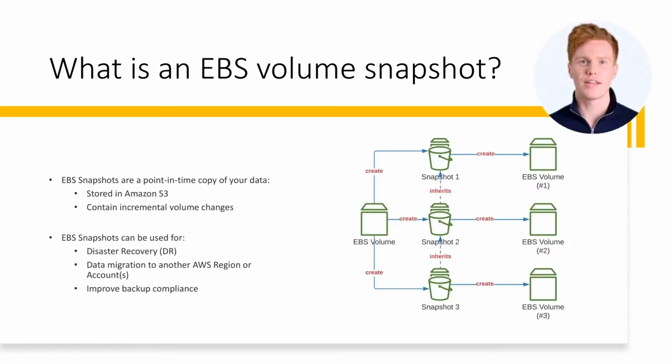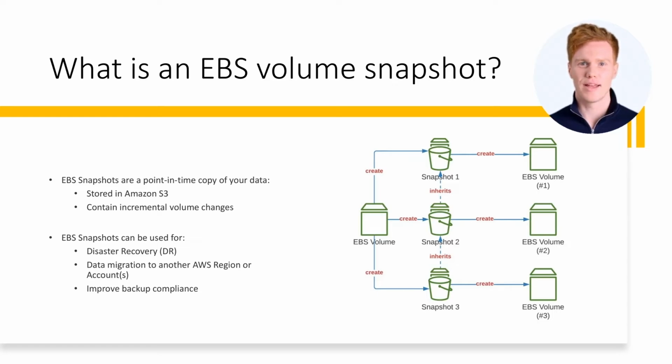Every EBS volume can be backed up and persisted in the form of EBS snapshots to the Amazon Simple Storage Service, Amazon S3. EBS snapshots are a point-in-time copy of your data and can be used to enable disaster recovery, migrate data across AWS regions and accounts, and improve backup compliance. Each EBS volume snapshot stores incremental changes of your EBS volume data. This means that the first snapshot contains a complete copy of your EBS volume data, the next one will contain only changes that have been made from the last snapshot operation, and so on.